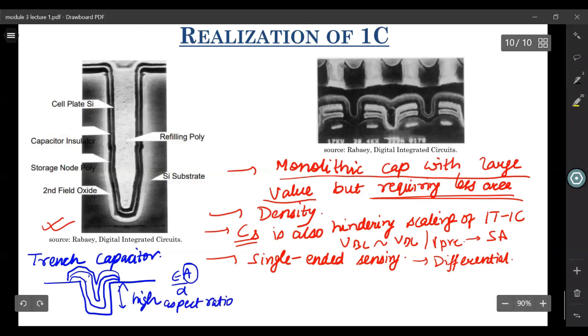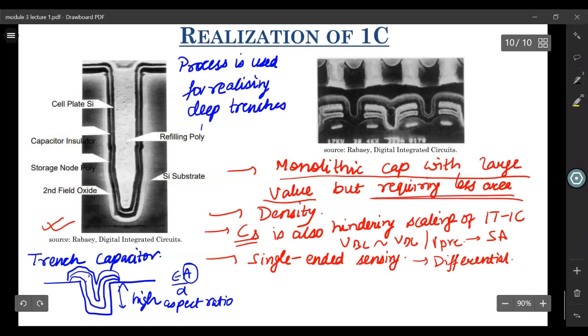So in general, what is the process used for it? You must have done it in IC fabrication. What is the process for it? Okay, dry etching is there, but what exactly in the dry etching process? Think about it. Which fabrication process is used for realizing deep trenches? By deep trenches, I mean with high aspect ratio.